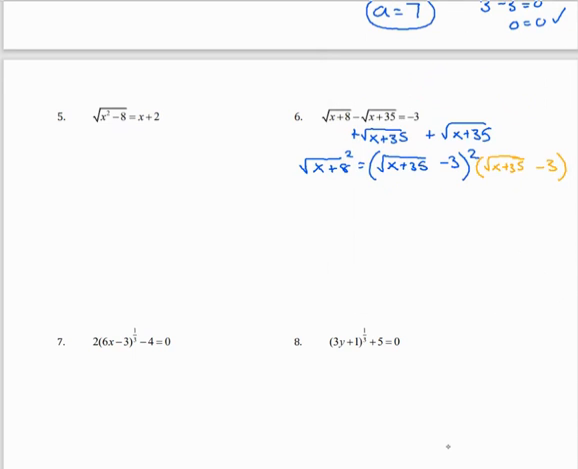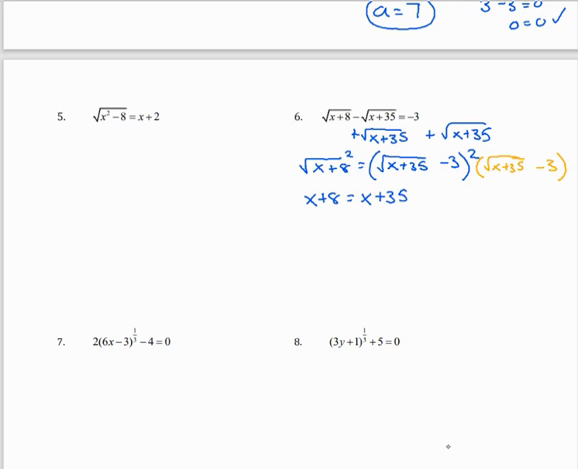Okay, so that left-hand side, very easy. Square root cancels. I'm left with x plus 8. The right-hand side, we now need to FOIL. So root x plus 35 times root x plus 35, those roots will just cancel and we're left with what's inside, x plus 35.